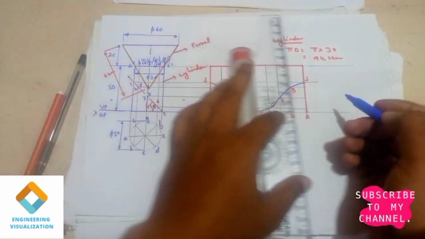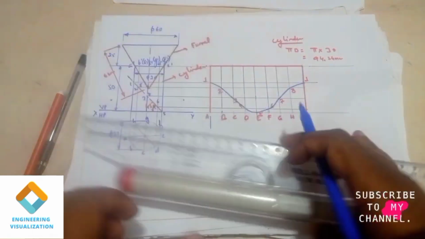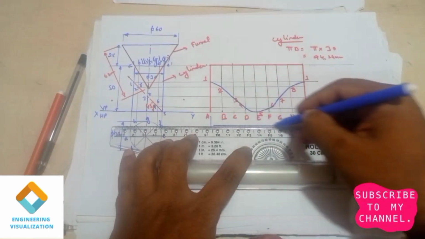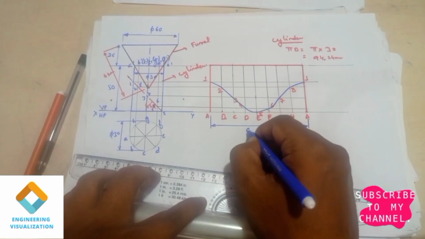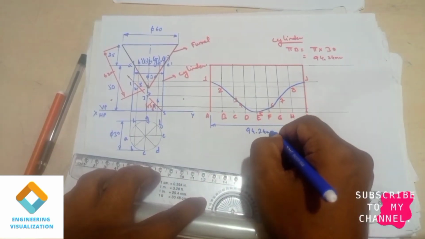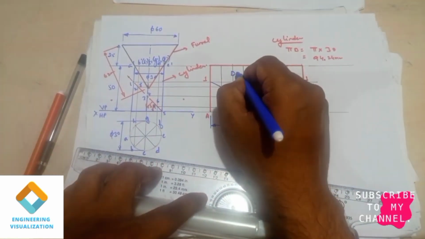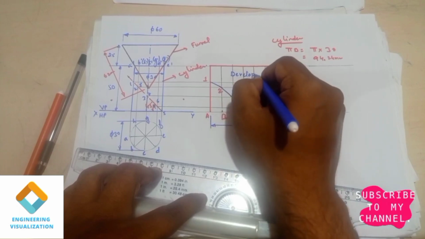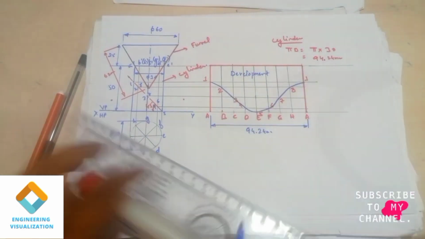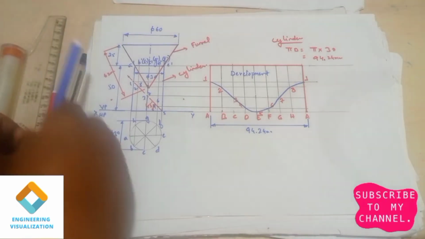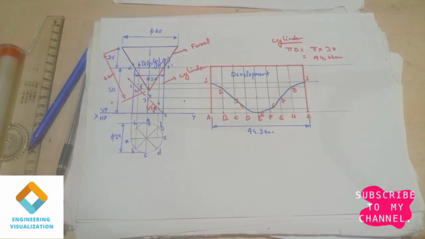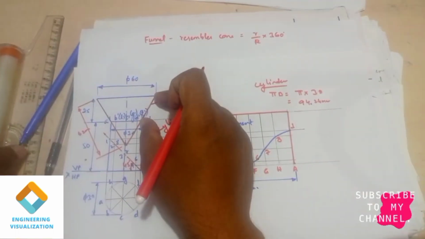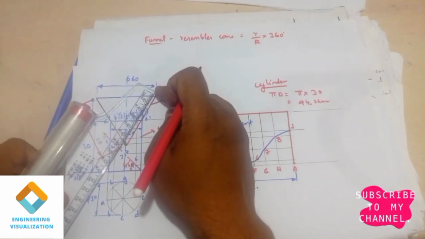So I'll be showing the dimension. So this is the development part. Okay, development of this beveled cylinder, that is a cutted portion of the cylinder. Now we need to construct the funnel. Okay, funnel, we will be constructing a funnel using this cone method. So for this we have the formula. Okay, funnel, it is resembling the cone.